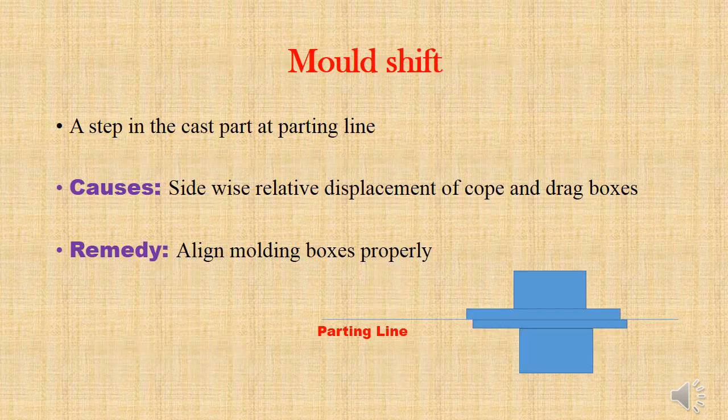Next defect is mold shift. A step formed in the casting part at parting line. Cause for mold shift is sideways relative displacement of cope and drag boxes. To rectify this, proper alignment of molding box is needed.